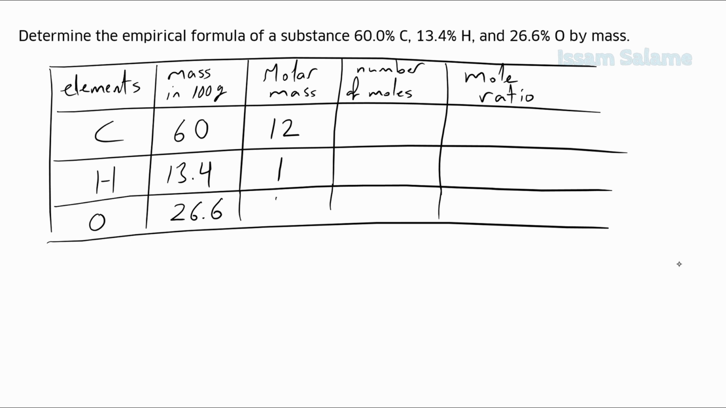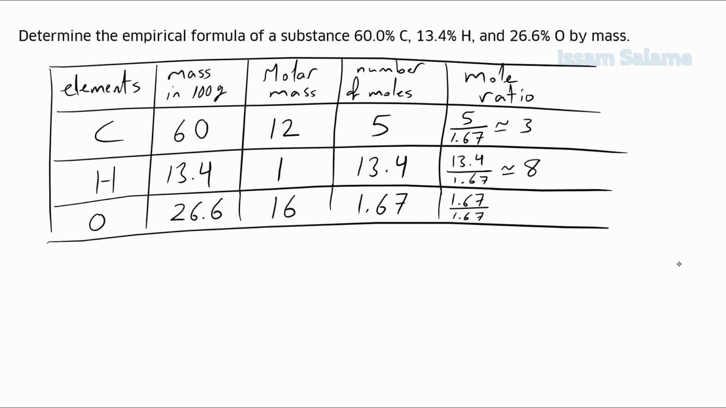Then we find the number of moles for each element by dividing its mass by its molar mass. The number of moles for carbon is 5, while the number of moles of hydrogen is 13.4, and the number of moles for oxygen is 1.67. As you can see, the lowest number of moles is 1.67, so I have to divide all the number of moles by 1.67 to get the mole ratio for each element. The mole ratio for carbon is 3. The mole ratio for hydrogen is 8, while the mole ratio for oxygen is 1. So the empirical formula is going to be C3H8O.